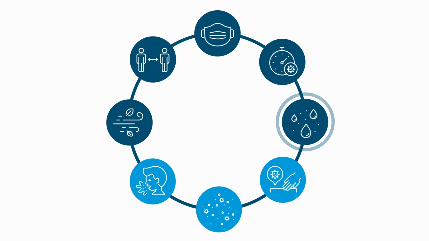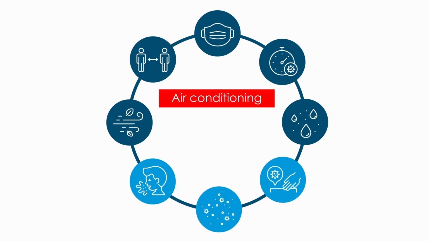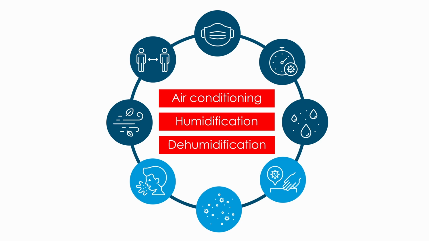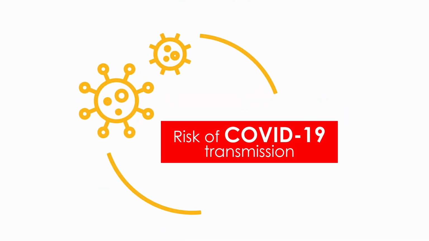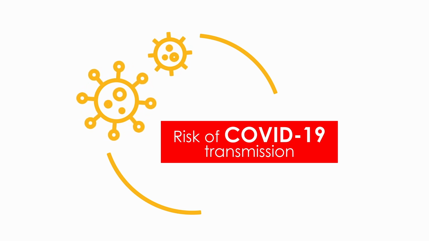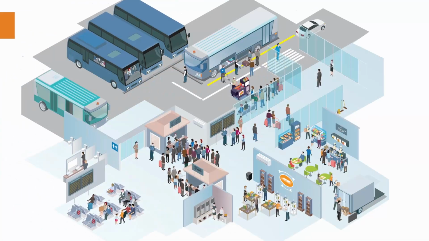With regards to relative humidity, this should be kept between 40% and 60% in all instances by using air conditioning, humidification, and dehumidification systems. Let us now take a look at these high-risk situations of COVID-19 transmission and the recommended preventive measures in each case.